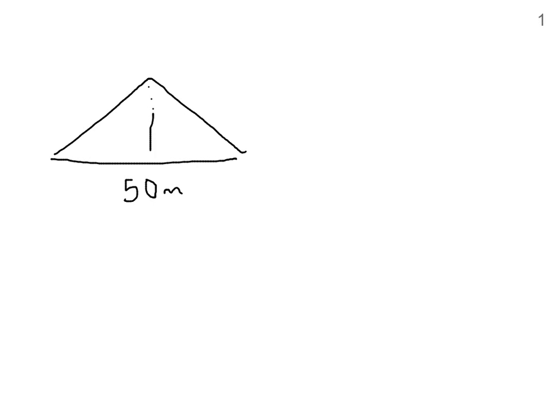Alright, so here we go. I have a big triangle that has a base of 50 meters. It has two sides that do not make a right angle. We have an unknown vertical distance y, and I do know that this angle in here is 40 degrees, and I know that the angle in there is 30 degrees.